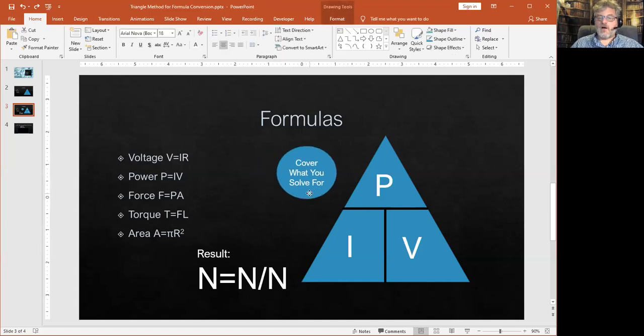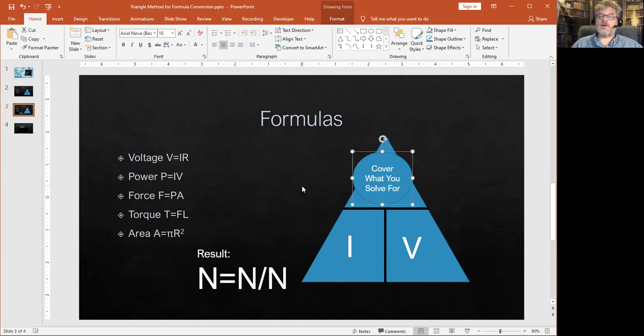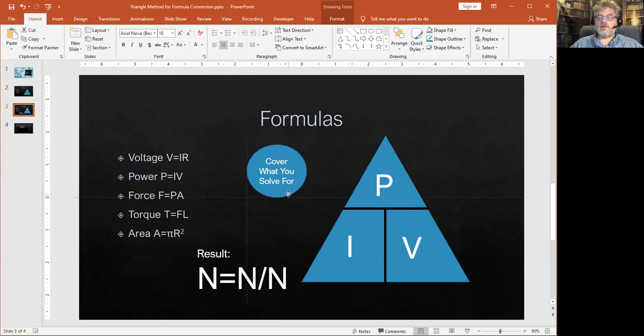So if you solve for P, but you really don't care about it, how you solve for anything is you cover up with your thumb, with a little circle like this, what you want to solve for. So we know this triangle is working because I cover up P, and I'm left with I times V. The fact that these are in the bottom of the triangle right next to each other means I multiply them by each other. So P equals IV. So I've just verified that my triangle works. Now what if I want to solve for the voltage?